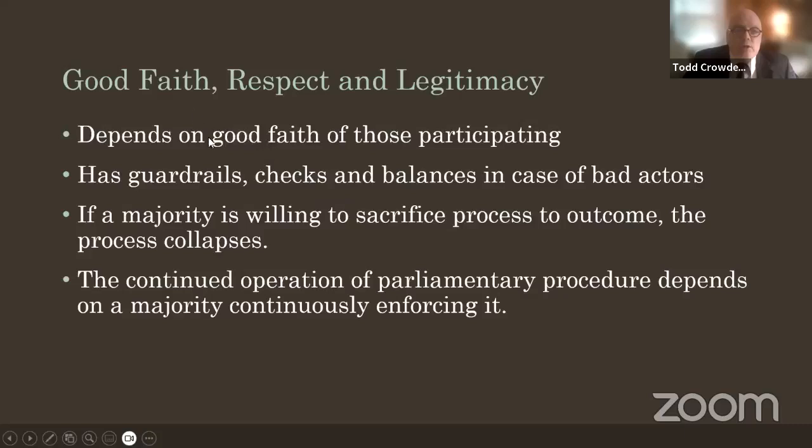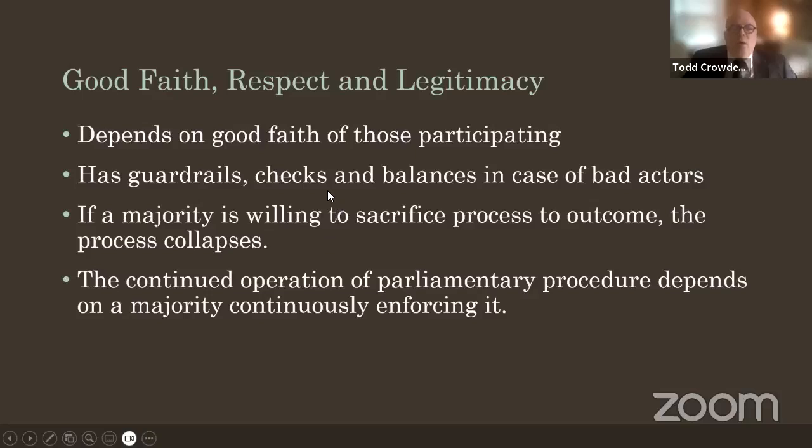Parliamentary procedure assumes good faith, respect, and legitimacy. It depends on the good faith of those participating. It's important to remember that everyone in a deliberative assembly is there as a result of an agreement. You can look at the bylaws of an organization as an agreement among all the members. They have agreed that we are going to do things this way. We're going to reach our decisions this way.